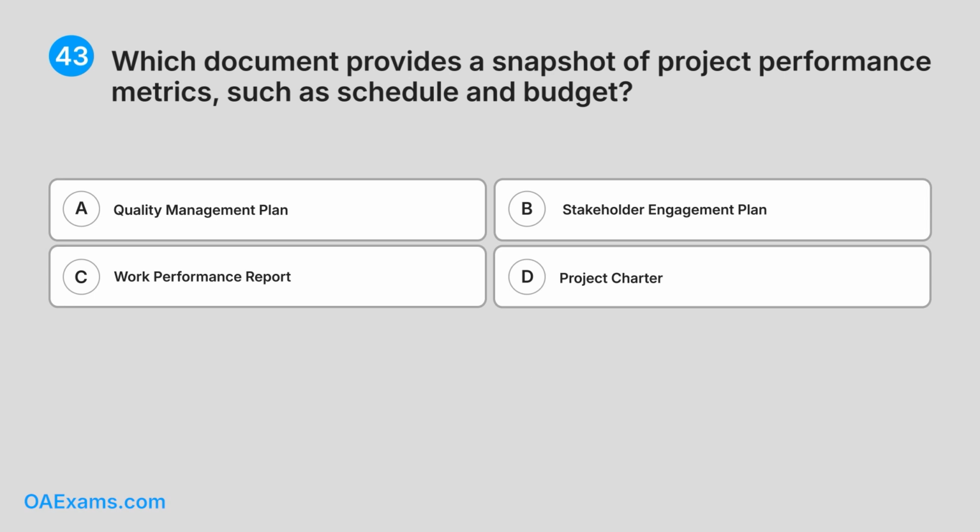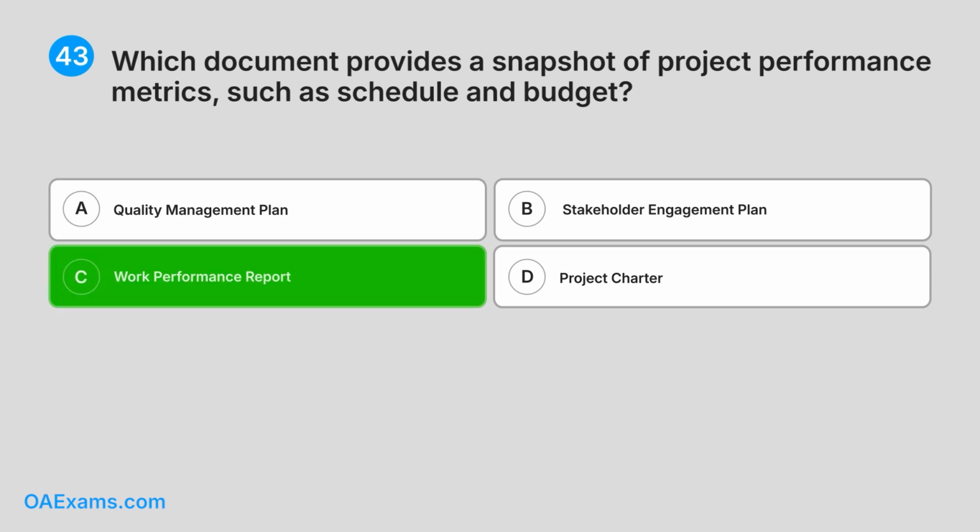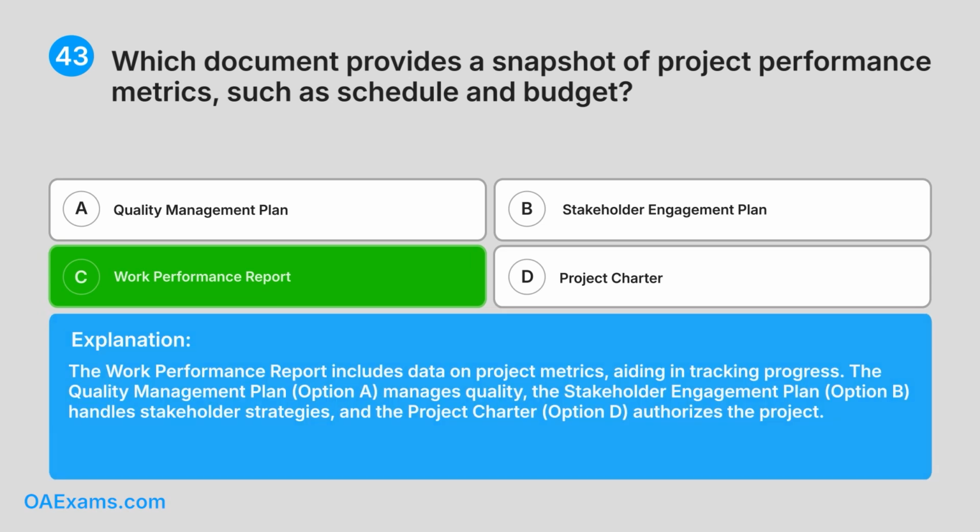Correct answer: C. Work performance report. Explanation: the work performance report includes data on project metrics, aiding in tracking progress. The quality management plan, option A, manages quality. The stakeholder engagement plan, option B, handles stakeholder strategies. And the project charter, option D, authorizes the project.